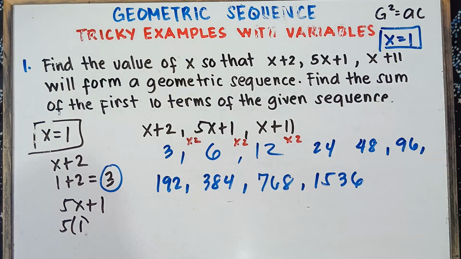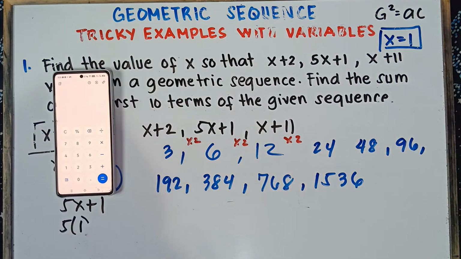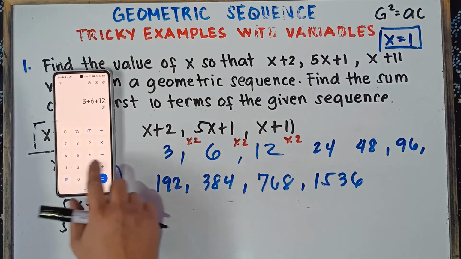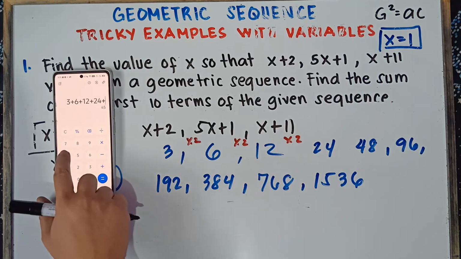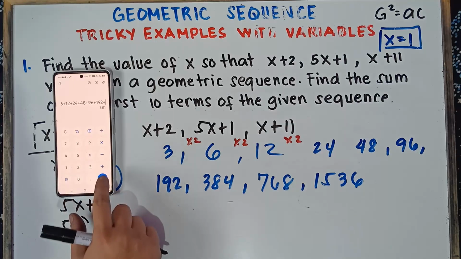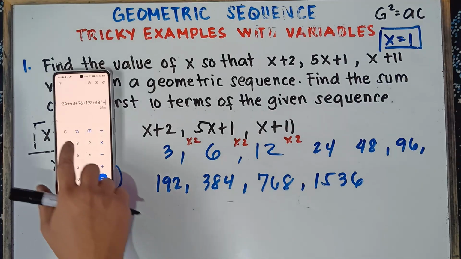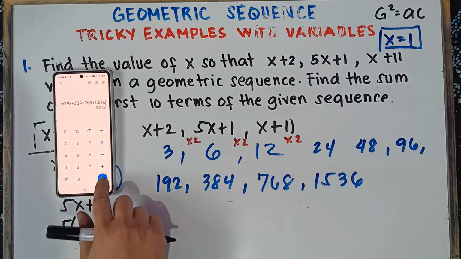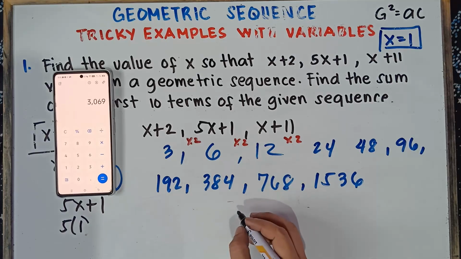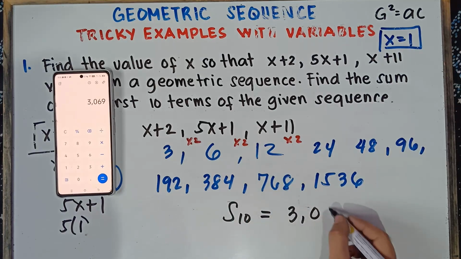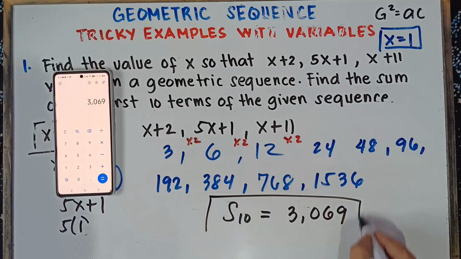1,536. So we can simply add these, class, and you will find the sum. We can use our calculator. 3 plus 6 plus 12 plus 24 plus 48 plus 96 plus 192 plus 384 plus 768 plus 1536. The answer, class, is 3,069. So the sum of the first 10 terms is equal to 3,069. That's it, class. All set.